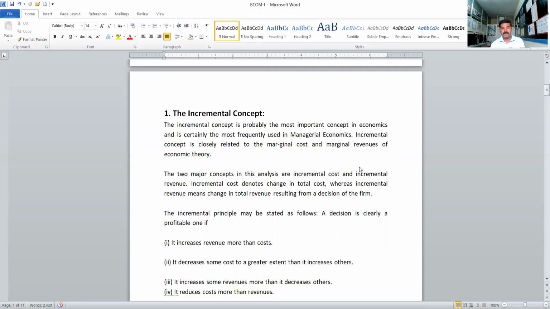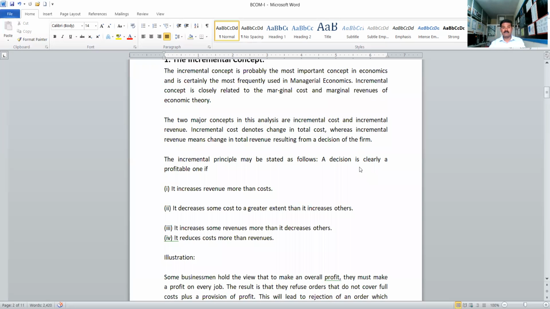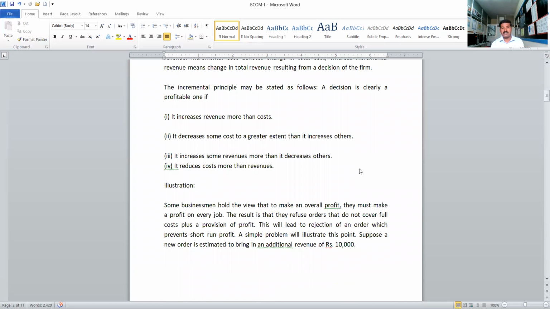A decision of the firm mainly depends upon the incremental cost as well as the incremental revenue. A decision is profitable if it increases revenue more than costs, if it decreases some costs to a greater extent than it increases others, if it increases some revenues more than it decreases others, or if it reduces costs more than revenue. So, an illustration, the best example.